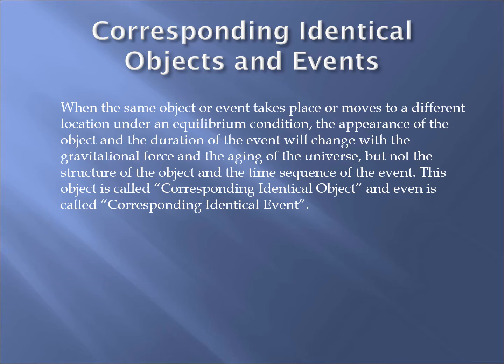When the same object or event takes place or moves to a different location under an equilibrium condition, the appearance of the object and the duration of the event will change with the gravitational force and the aging of the universe, but not the structure of the object and the time sequence of the event. This object is called corresponding identical object, and the event is called corresponding identical event.